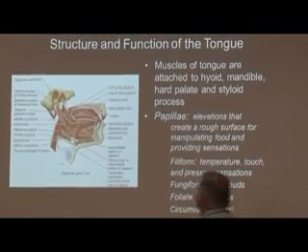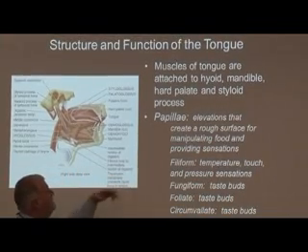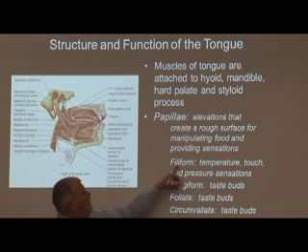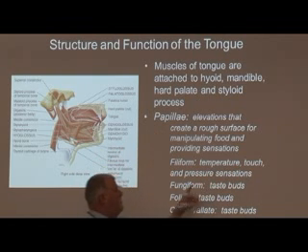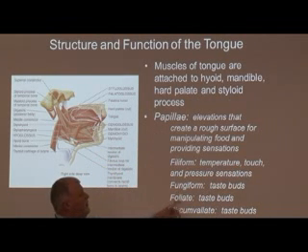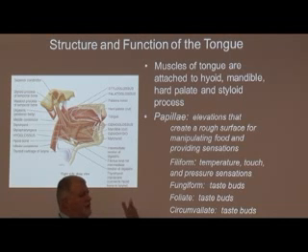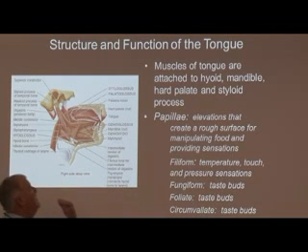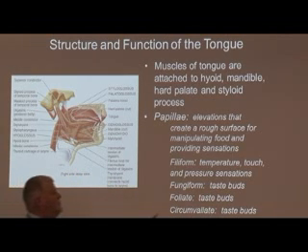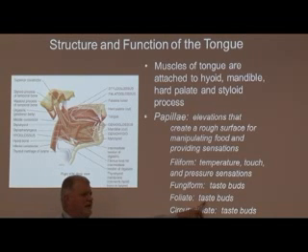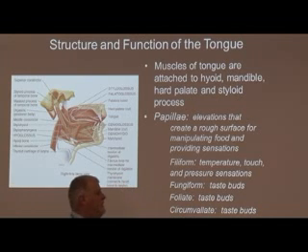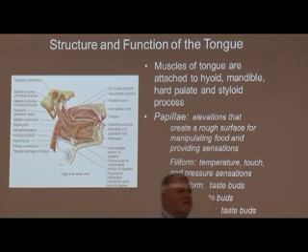All right, so just as a review of what we were just talking about. We have these upward projections called papillae, and the filiform papillae contain temperature, touch, and pressure sensations. Fungiform papillae, which look like little mushrooms on our tongue, contain taste buds. On the side of our tongue, we have some folds we call foliate papillae that contain taste buds. And then circumvallate papillae are ring-like structures that form a V at the back of our tongue that contain taste buds. So we'll look at those in the lab tomorrow.